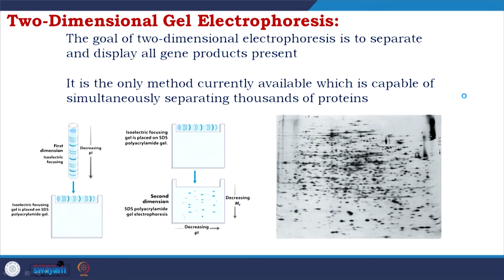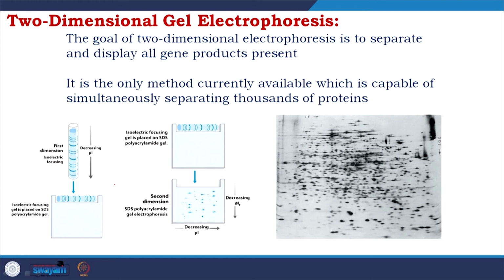The goal of two dimensional electrophoresis is to separate and display all gene products present, let us say, in a cell you are experimenting. It is the only method currently available which is capable of simultaneously separating thousands of proteins. That is the beauty. There are many disadvantages, I am coming to that, but the advantage is you have a cell and you do this. In the first dimension you do isoelectric focusing, that is you have a pH gradient and according to pI they are separated.